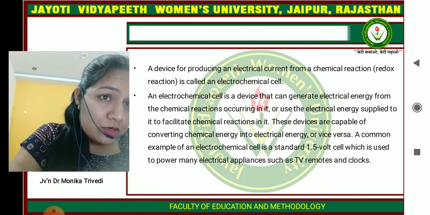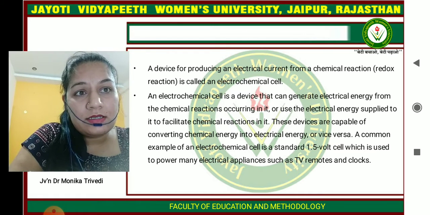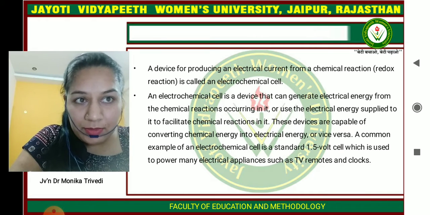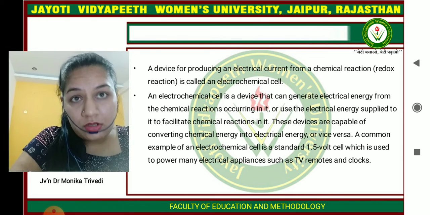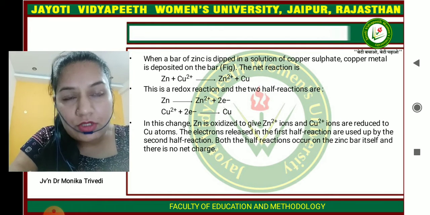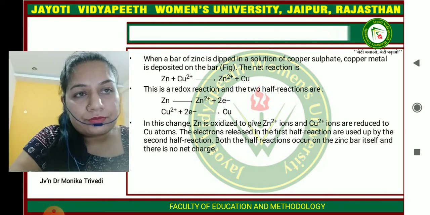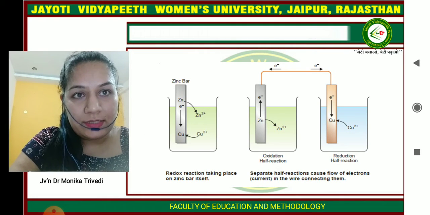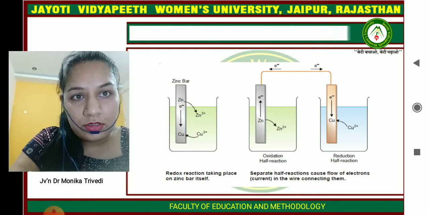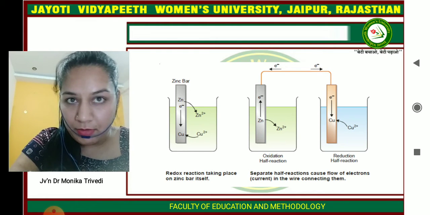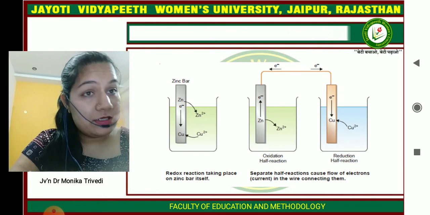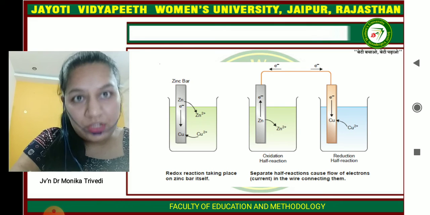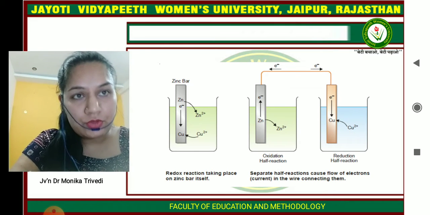A common example of electrochemical cell is a standard 1.5 volt cell, which is used to power many electrical applications such as a TV remote, clock. So these all are electrochemical cells. You can see in this figure, in a separate beaker, a reduction reaction taking place on a zinc bar, and here you can see the separate half reactions occurring, with the electrons flowing by connecting via a salt bridge, in separate solutions.